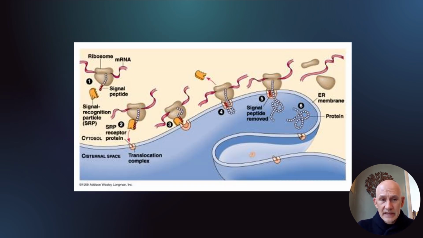So this is that process again. You've got a cytoplasmic ribosome. The protein is destined for the ER, so it binds to this RNA, which brings it down to the rough ER, a pore opens up, and then the protein can enter in.